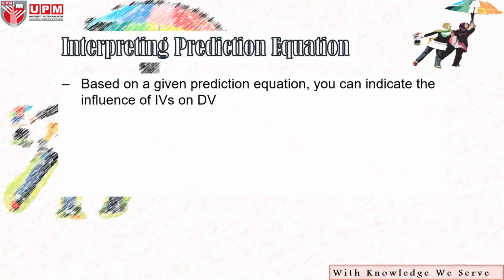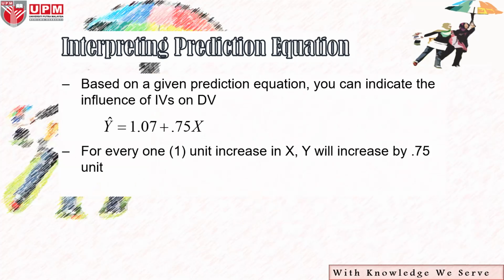Interpreting the prediction equation: based on a given prediction equation, you can indicate the influence of IVs on DV. This one is an example of a simple linear equation. I forgot to change it. How to read this is similar to how we read the finding from simple linear regression. If your finding is y hat equals 1.07 plus 0.75x, it means that for every 1 unit increase in x, y will increase by 0.75 unit.